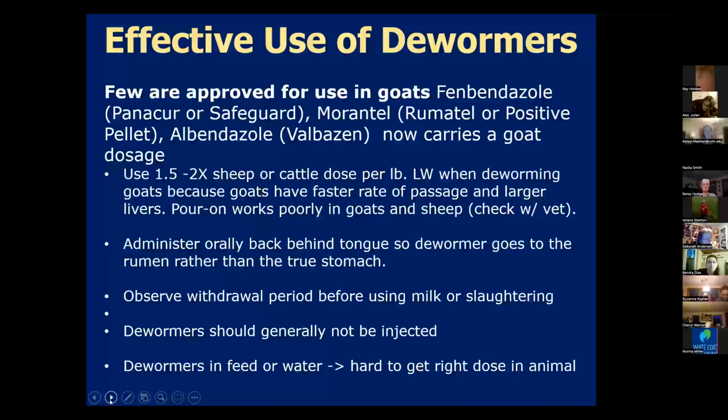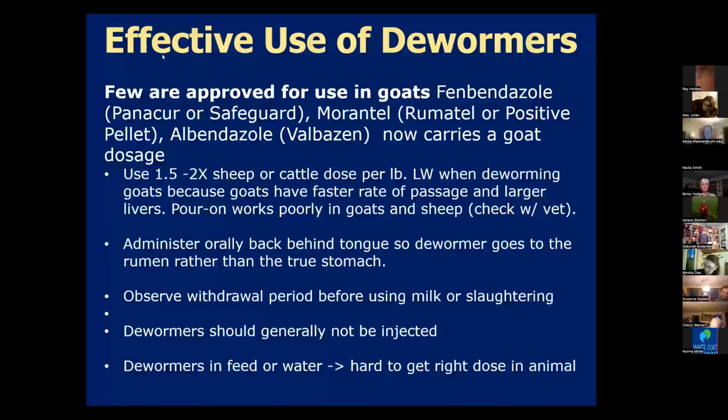And this is because goats have a faster rate of passage of things they digest through their system, and they have larger livers that break down chemicals quicker than those of sheep or cattle for their size. And pour-on works poorly in goats and sheep, so we usually aren't recommending the use of a dewormer as a pour-on. We usually say that they shouldn't be injected, and that instead giving them orally is the best thing to do.